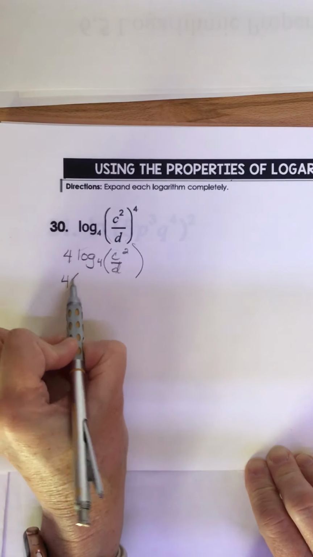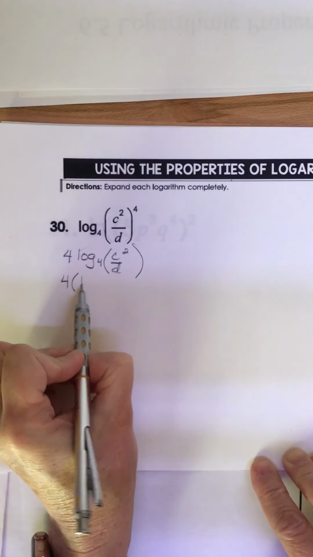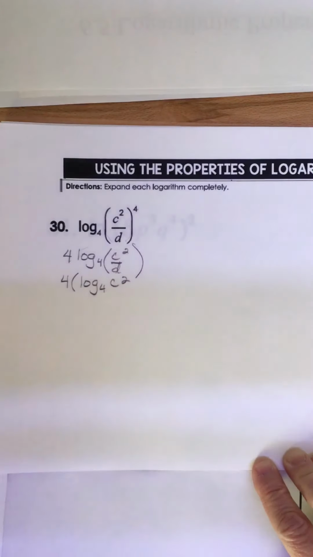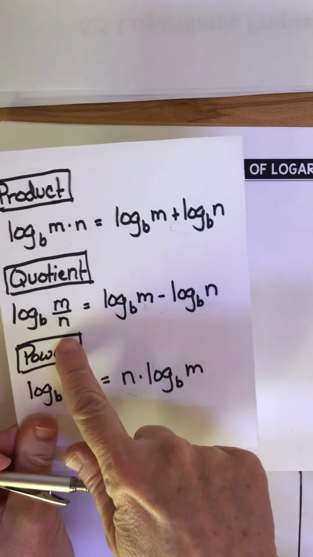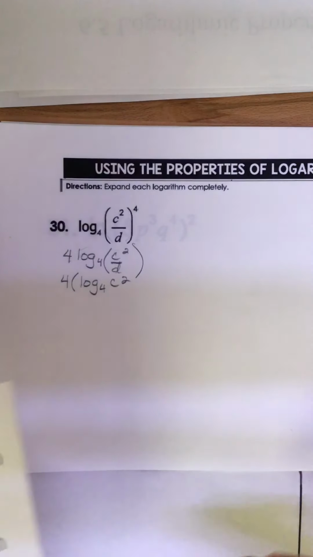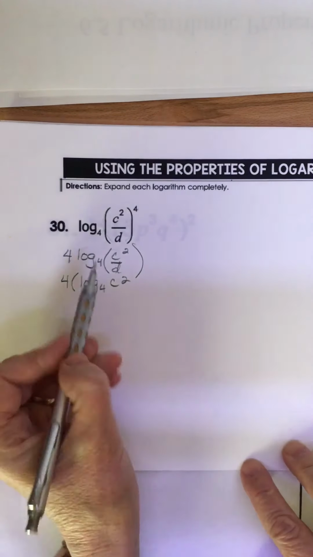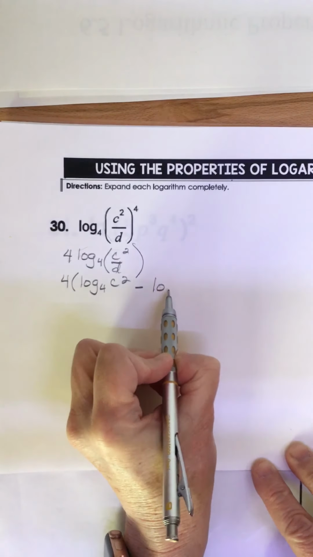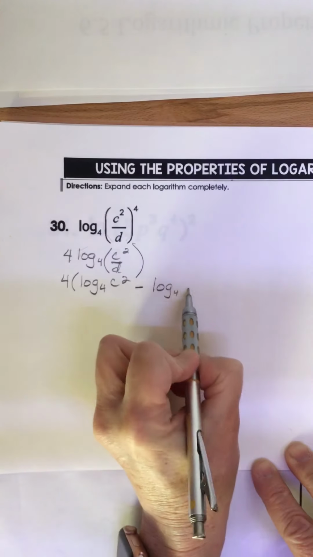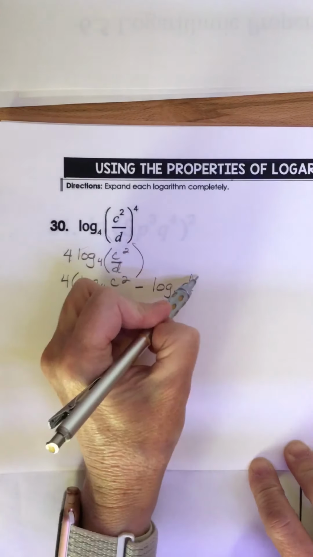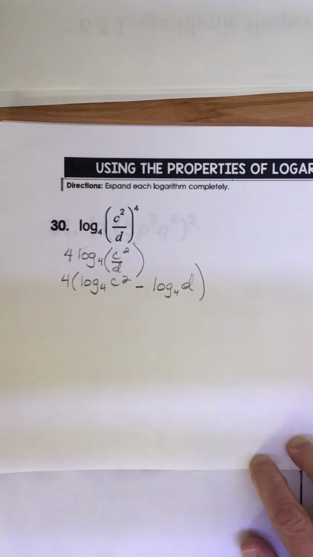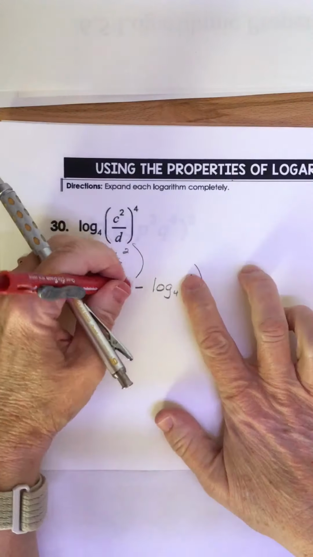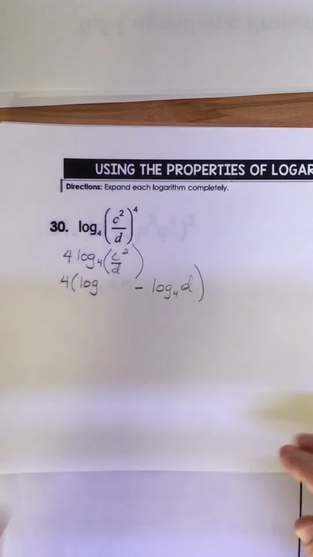So 4 times the quantity of log base 4 of c squared, and just remember that since we are dividing right here, we're going from here to here where we're having to subtract. So log base 4 of c squared minus log base 4 of d, close parentheses. I think that this looks pretty sloppy because I want to make sure that you guys can read my writing.